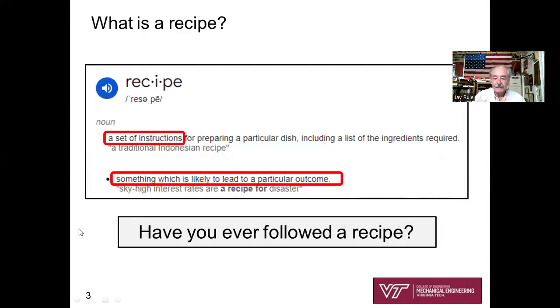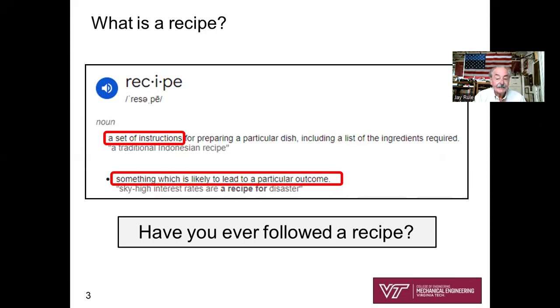Okay, so what's a recipe in general? Of course I Googled it, and I got 2 very meaningful things. One is a recipe is a set of instructions. I think that's good. And it has to do with cooking. It's a set of instructions for preparing a particular dish. But it is certainly a set of instructions. And then the second definition is something which is likely to lead to a particular outcome.